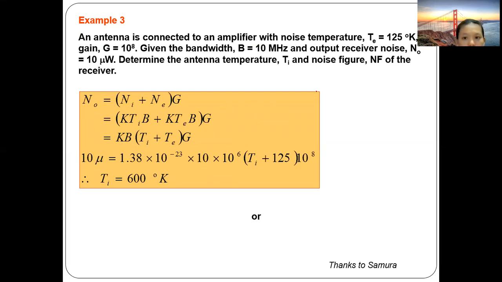So we substitute our No is 10 microwatts, and then our k is 1.38 times 10 to the power of negative 23. Our B, the bandwidth, is 10 megahertz, so it's 10 times 10 to the power of 6. Then we have our temperature TI, which we don't know and want to find, plus our Te. Te is given as 125 Kelvin, so plus 125 and multiply with our gain. Our gain here is 10 to the power of 8. After we calculate and rearrange, we find out our TI is 600 Kelvin.